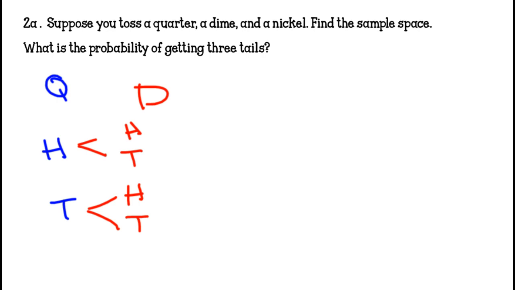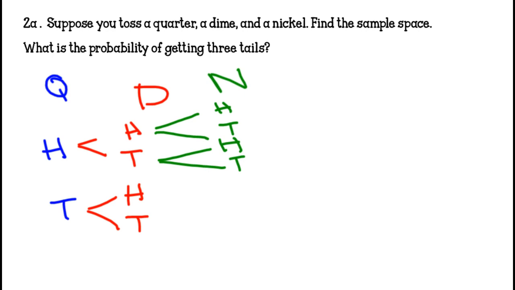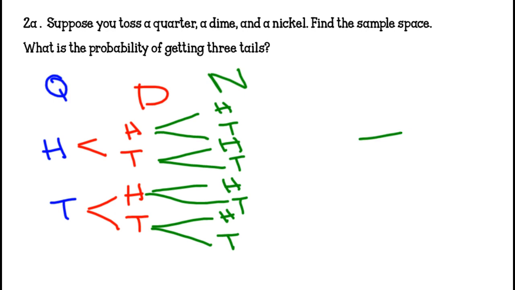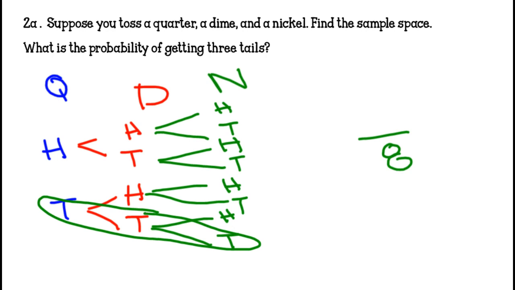And then I'm going to go to the nickel, and I could get a head or a tail, head or a tail, head, tail, head, tail. And there are a total of 1, 2, 3, 4, 5, 6, 7, 8 combos that we could get. And it asks, what's the probability of getting 3 tails? Well, there's only one option that's all 3 tails. So it's 1/8. Circle it, and that's our answer.